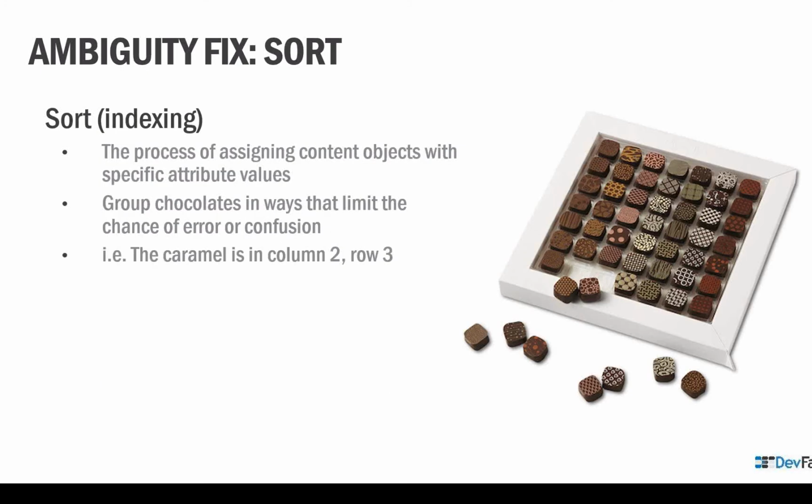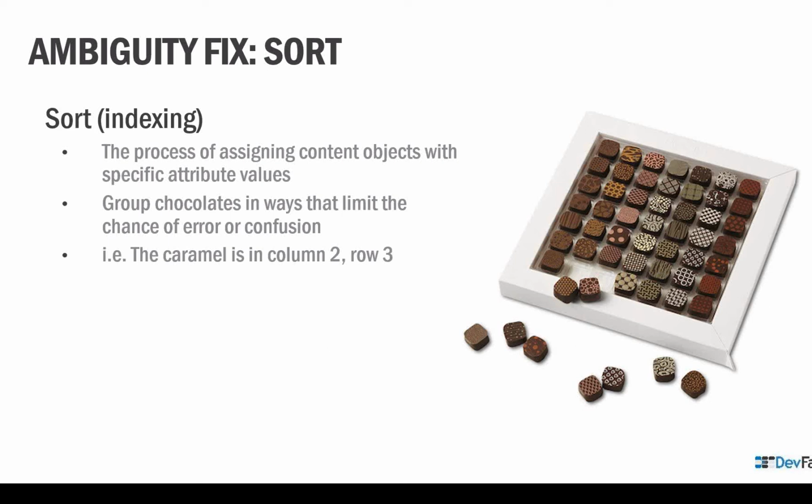So, what exactly is sorting, or indexing? Really, it's the process of assigning objects with attribute values. So what we're saying is, I've got a box of chocolates, and I've got some columns and some rows. When I look at the chocolates, I can say the caramels will be in column 1, row 1, okay? Kind of giving us a grid reference. That's the idea of an index. It's going to give us a grid reference.